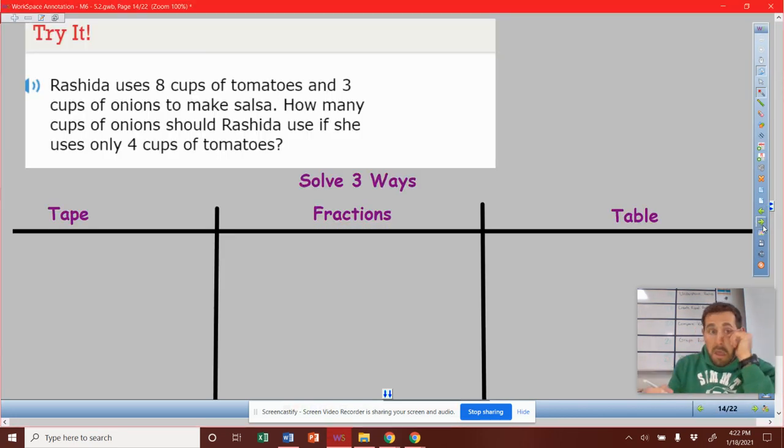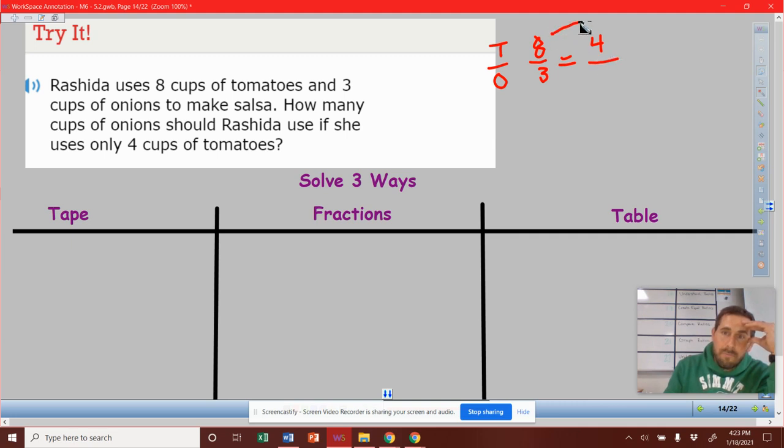Okay. Rosita used 8 cups of tomatoes and 3 cups of onions. So we have an 8-to-3 ratio. How many cups of onions? So again, I'm going to put tomatoes over onions. How many cups of onions should Rashida, if I'm saying that wrong, or I'm sorry, use if she used only 4 cups of tomatoes? So again, it's getting smaller, right? So do we have a multiplier here, or are we looking for a divider?